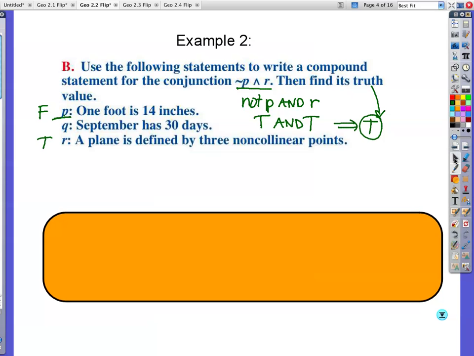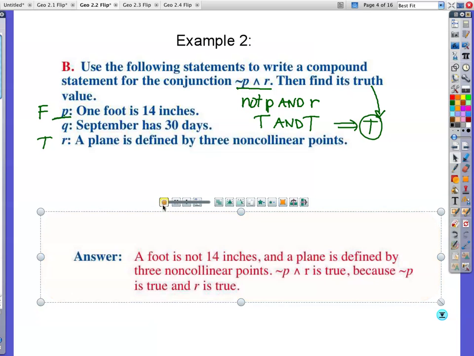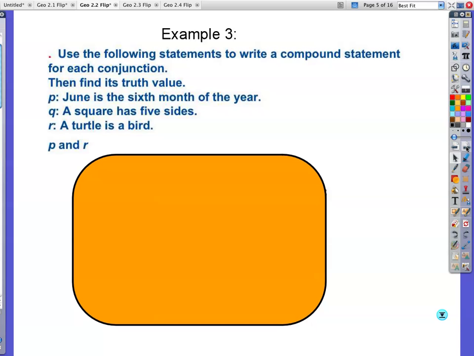All right, once again, let me wow you because you are just astounded by this Promethean board activity. A foot is not 14 inches. Notice how they negate it. And a plane is defined by 3 non-collinear points. Not P and R is true because this part is true and this part is true. So basically I just said true and true, and the overall statement is true.